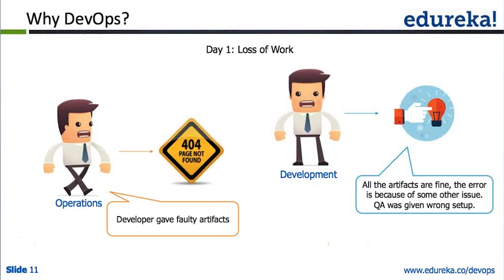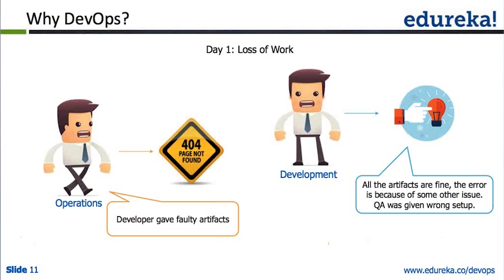In this case, the developer gave faulty artifacts. On the left hand side here it is operations, on the right hand side, development. All the artifacts were fine; the error is because of some other issue. If you see the end result, it shows 404, which is nothing but page not found. Now, when we try to debug and find the problem, the developer says that all the artifacts are fine. From my side, there are no problems, but QA was given the wrong setup, so they could not test it properly, and now we have this problem in production. That's not my problem. Now, being in operations, you try to debug, and then you realize that the developer actually gave the faulty artifact, and that created this problem. And now our customers are facing a problem where they are seeing 404, which is not a good experience, right?